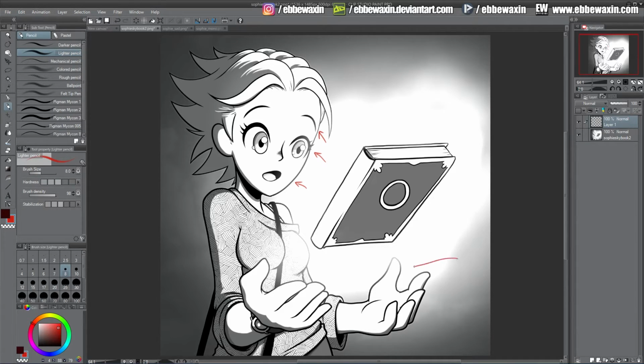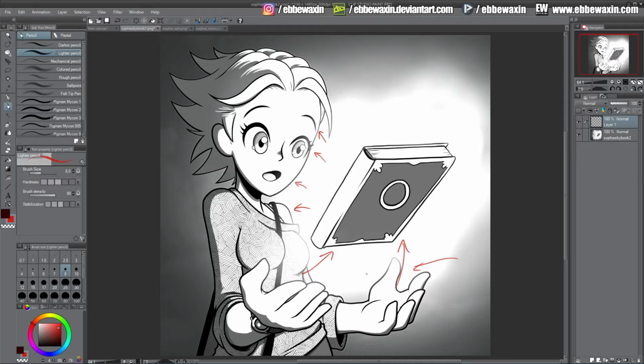But as you can see, the body is expressing, I want to grab the book, but she's also leaning back because she knows it's a powerful book, so she's leaning back because she's also a little bit taken by surprise.